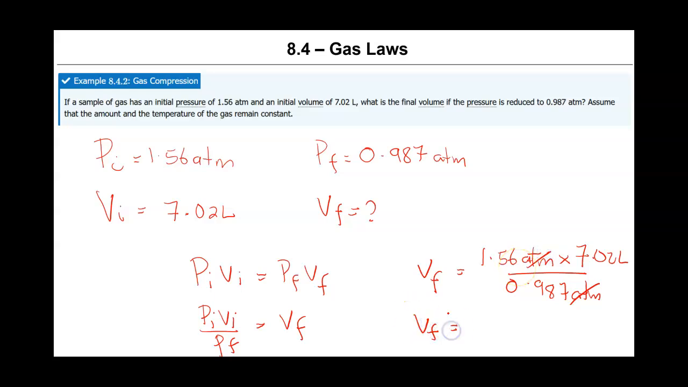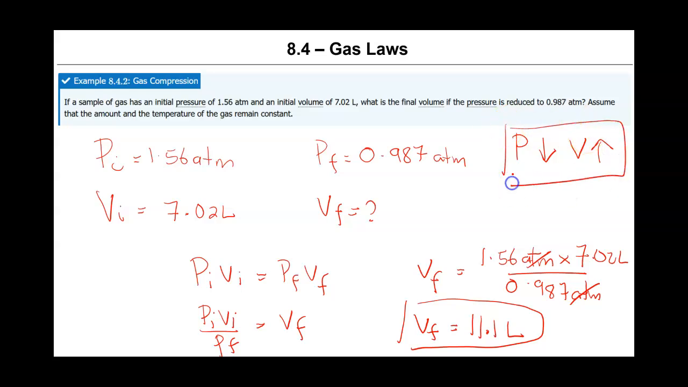So my final volume, see what we've got here, 1.56 times 7.02 divide 0.987, and that ends up being, everything there is to 3 significant figures, 11.1 litres. So the pressure went down and the volume went up, which is consistent with Boyle's law.